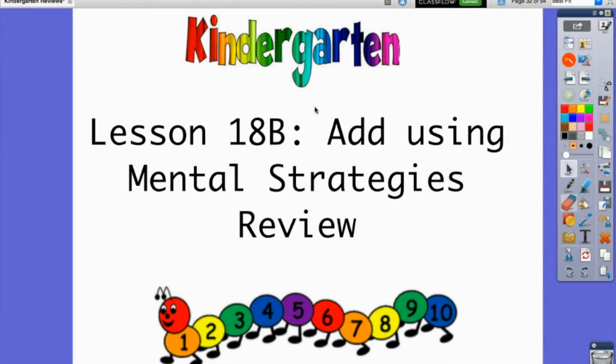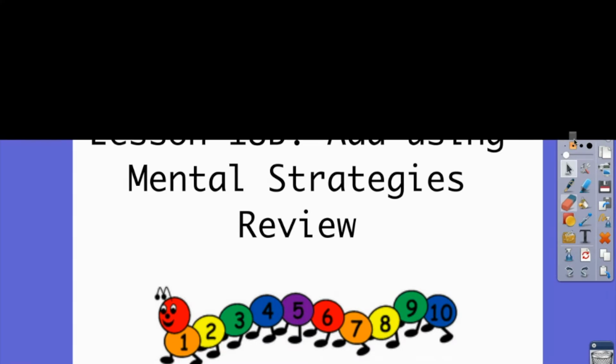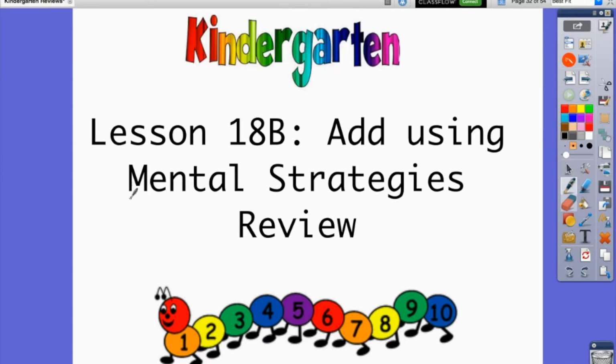In Lesson 18b, we're still learning to add, but this time we're using what we call mental strategies. I want to underline that word right here that says mental. Mental means we're trying to do it in our mind or in our head. So we're starting to learn to do this without having to count, without having to look at pictures, and we're going to work on this the rest of the year.